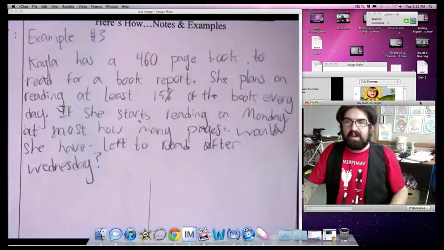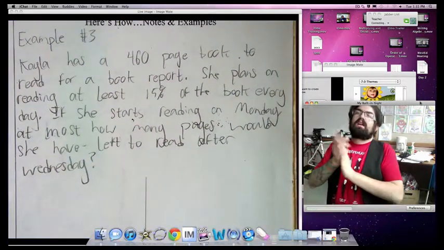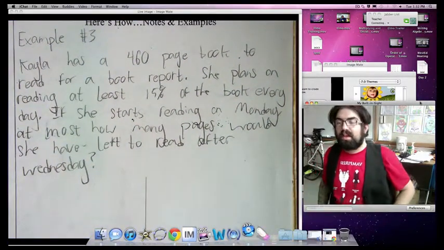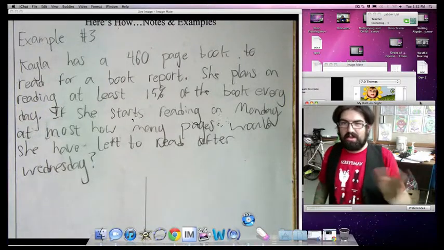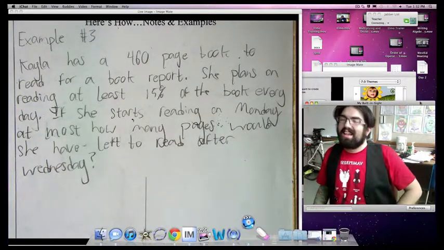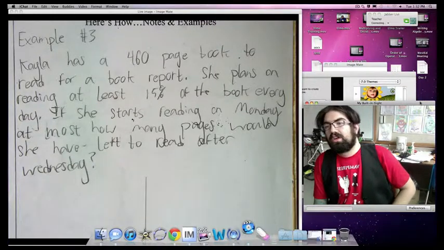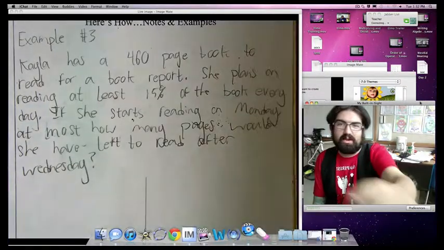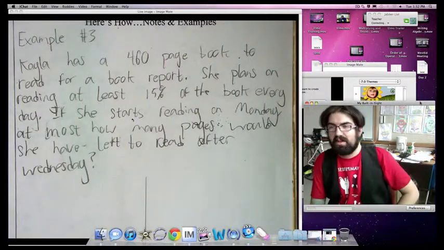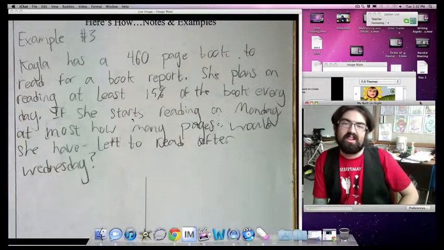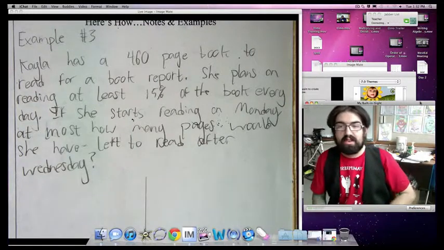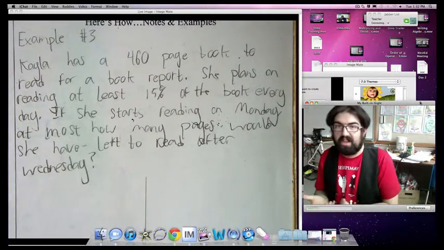Last example, number 3. This is a different problem. Example number 3, and this is a very long problem, so pause the video and write it down. Kayla has a 460 page book to read for a book report. Sorry, that's not a period. That's just a bad copy. She plans on reading at least 15% of the book every day. So every day she's going to read at least 15%.